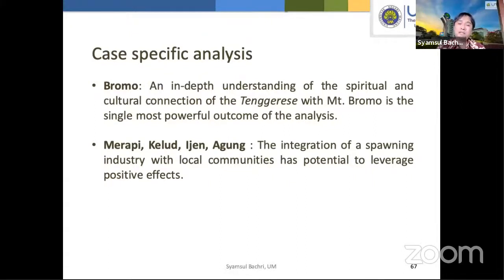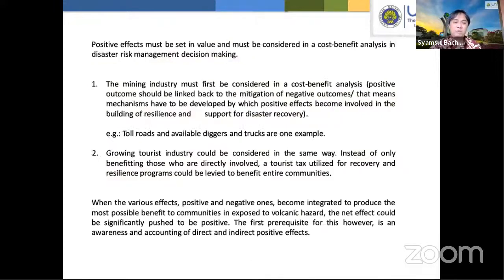Bromo, an in-depth understanding of the spiritual and cultural connection of the Tengger people with Mount Bromo is the single most powerful outcome of the analysis. And about Merapi, Kelud, Ijen, and Agung, the integration of surrounding industry with local communities has the potential to leverage positive effects. So this is the case-specific benefit from the survey.